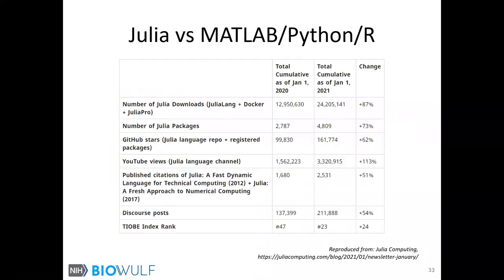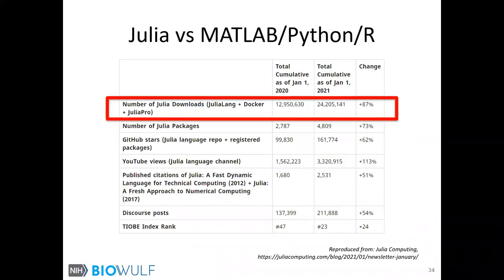The next slide is from the newsletter from January 2021 from juliacomputing.com. This is really showing the tremendous growth in usage of Julia in the past year. In the red box, we're showing the number of Julia downloads. This is in the past year from January 1st, 2020 to January 1st, 2021. And so it's almost doubled in the number of downloads.